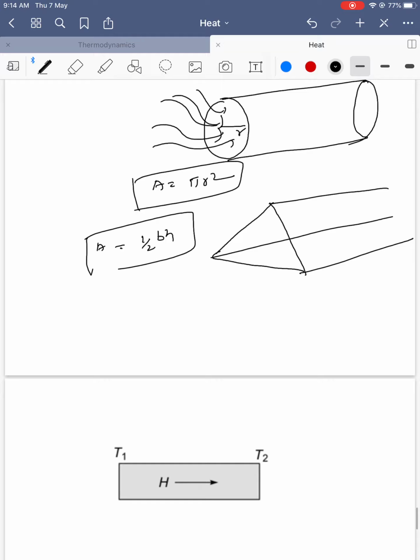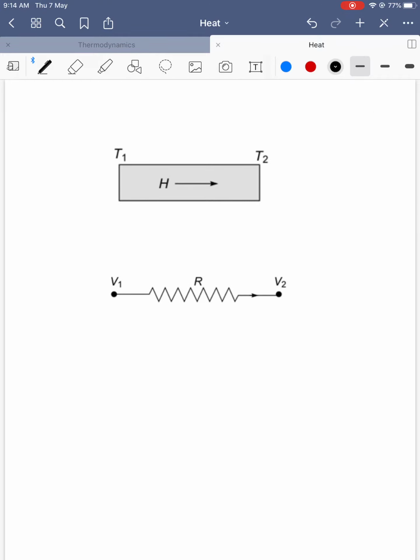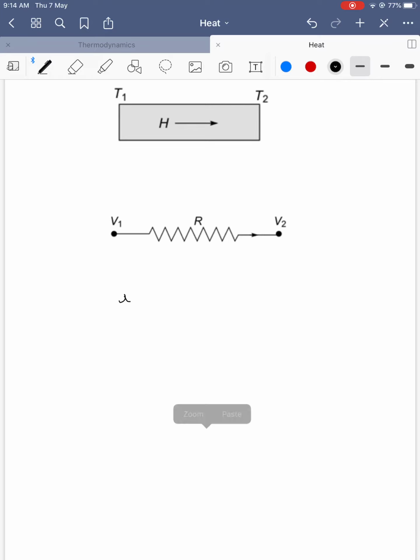And now we are going to compare the heat. We are going to find what the thermal resistance is. If you remember, in this section current I is equal to V1 minus V2 by R. Am I correct? It is nothing but potential difference. I is nothing but the flow of charge, charge by time, the charge flow rate. So V1 minus V2 is the potential difference, and R is the electrical resistance.